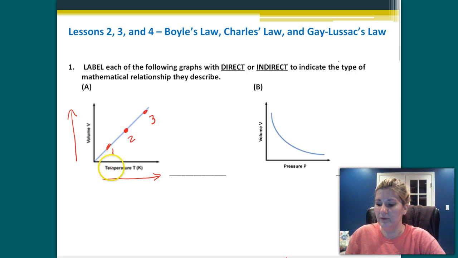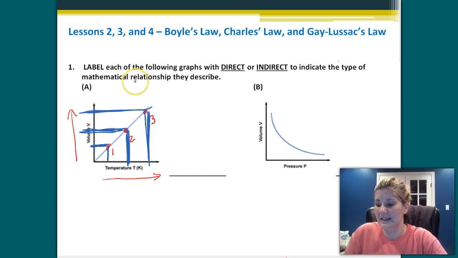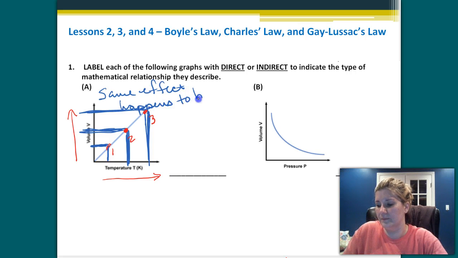Well, at point 1, relatively speaking, we have a low temperature, right? And that temperature corresponds with a relatively low volume. And point 2 is a much higher temperature, something halfway between that scale. And it corresponds with a much higher volume. And number 3 goes even higher temperature and a higher volume. So in this case, the same effect happens to both.